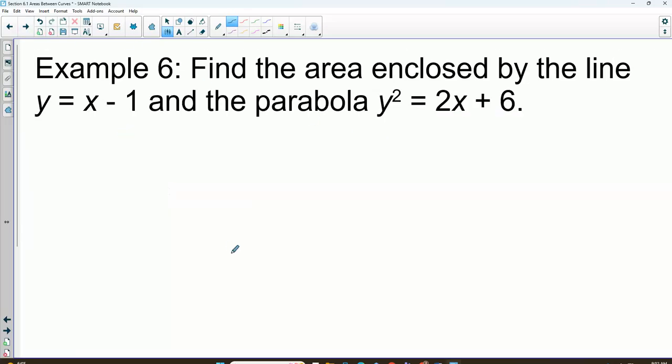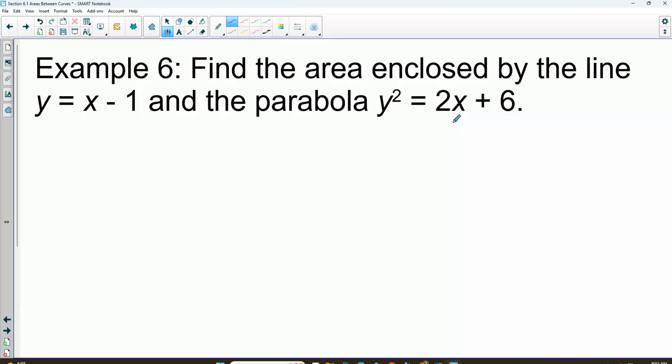Let's look at this one. It is similar to example 3. So yesterday I told you, or I guess problem 3 on your homework, I told you you could do 1, 2, and 4. Number 3 was a little bit different. It says find the area enclosed by the line y equals x minus 1 and the parabola y squared equals 2x plus 6.